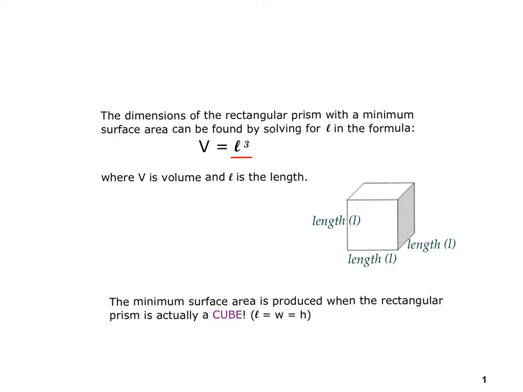Because this is a cube, we can use L on all of the sides because they are all the same, okay? The minimum surface area is produced when the rectangular prism is actually a cube, just reinstating that. So let's look at doing an example, and you guys can try this out, okay?